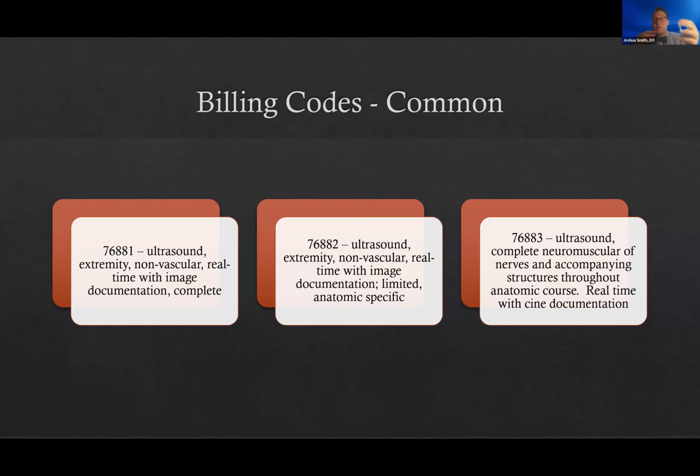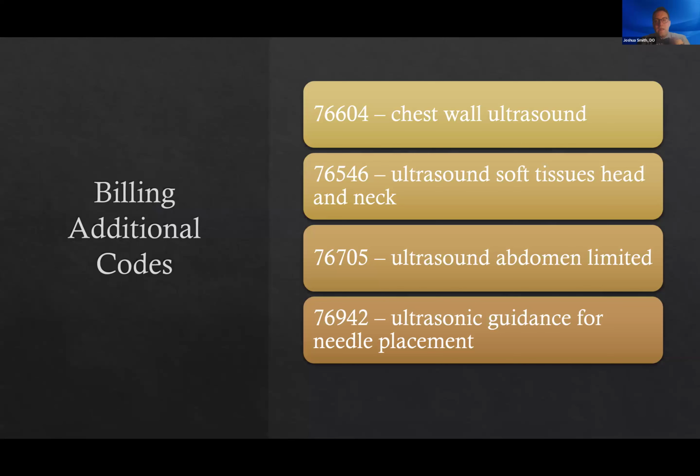So a lot of times, if you're not doing this a lot and you're starting, you're going to use a lot of 76882, and I still use a lot of 76882 a lot of times. Someone comes in and I just want to know about this one region. I'm not going to do the whole thing just to do the whole thing. I'm going to do the test I need to answer the question to help my patient and provide maximal care. So you'll probably start with a lot of 76882 codes. There are other codes you can use as well, depending on what you're imaging.